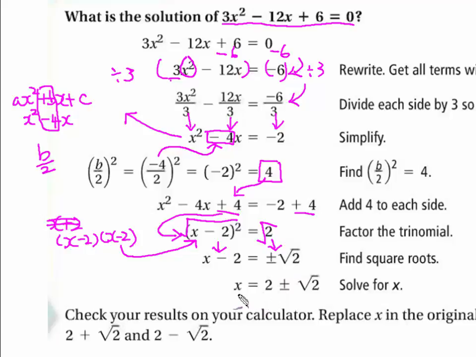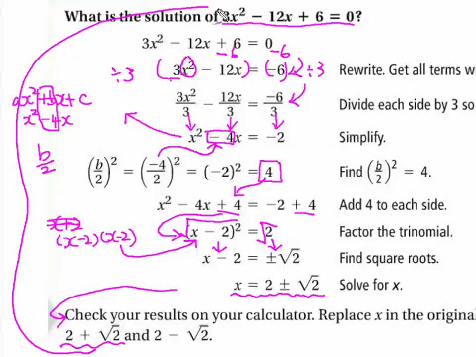And we solve for x, then we know the solution is x equals 2 plus or minus square root of 2. You can always check your result by using a calculator and putting this value back into the x value here, and then you can check if it's equal to 0. If it's equal to 0, then you did solve the equation.